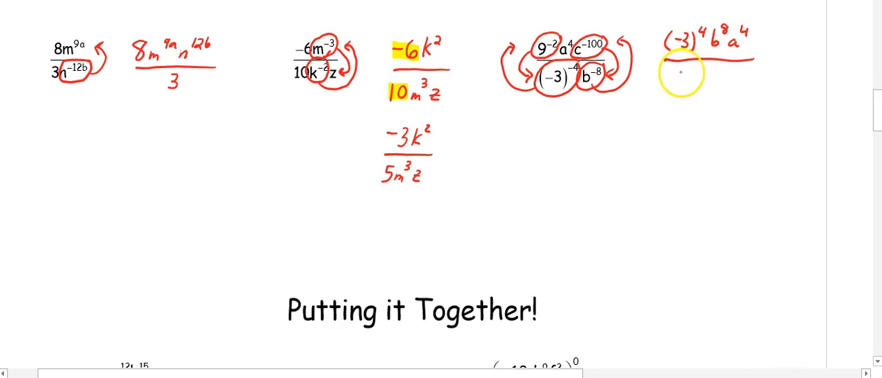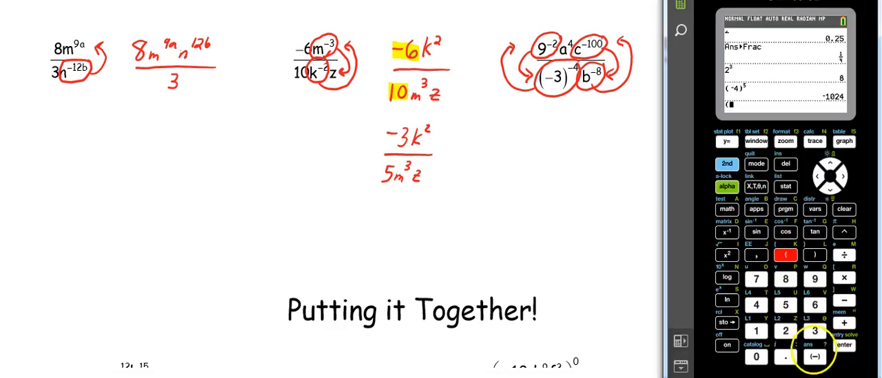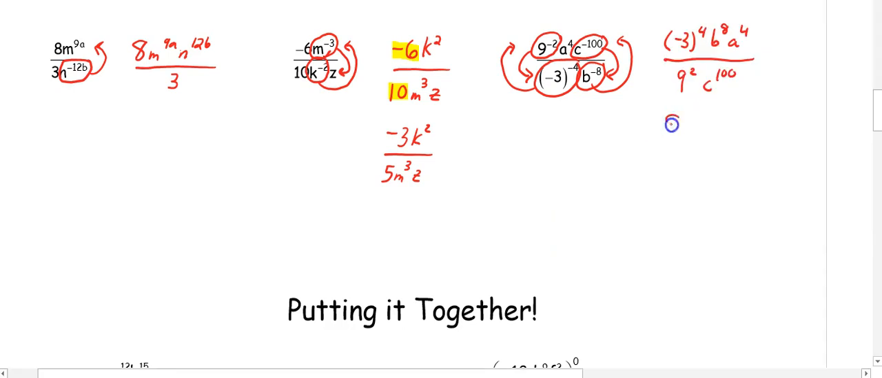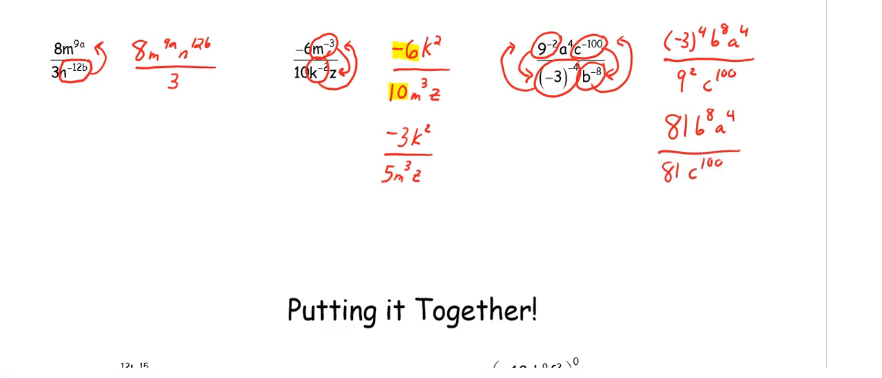And on the denominator, we have 9 squared, c to the 100th. 9 didn't start in parentheses, so we don't need to include parentheses when we move it. So now we can evaluate parentheses negative 3 to the 4th is 81, and 9 squared is also 81. So we get 81, b to the 8th, a to the 4th, all over 81, c to the 100th. Now 81, because it's in the numerator and denominator, those reduce to just 1, so we can rewrite this as just b to the 8th, a to the 4th, over c to the 100th.